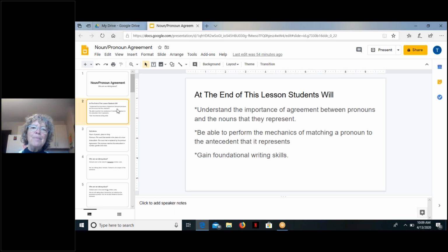So I have several goals for today's session. The first of those is that students will understand the importance of agreement between pronouns and the nouns they represent. The second goal is that students will be able to perform the mechanics of matching a pronoun with the antecedent that it represents. And third, that students will gain foundational writing skills, because the ability to have pronouns agree with their antecedent nouns is foundational to good writing.